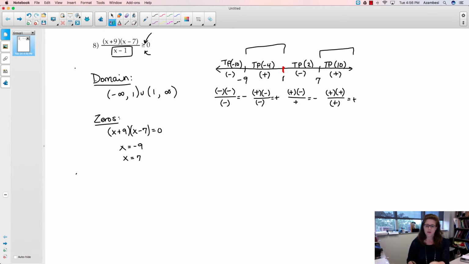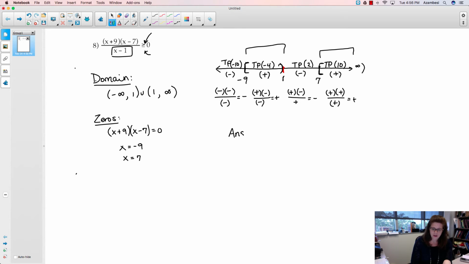So if I'm looking for x values that make this thing positive or 0, it includes negative 9. Negative 9 would make it 0. That's a 0. But 1 is undefined, so I would not include 1. And then from 7, 7's a 0, so 0 is okay. And this ends at infinity. So I have something like that.